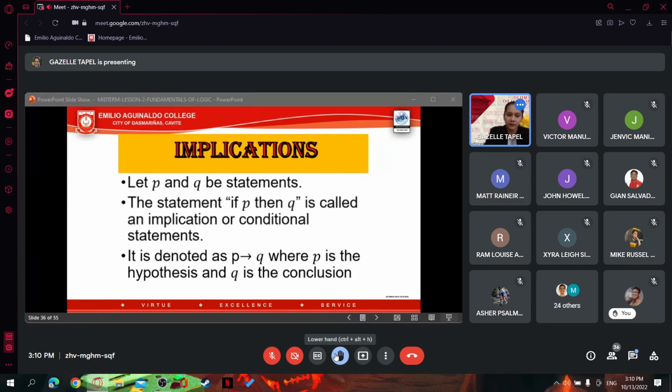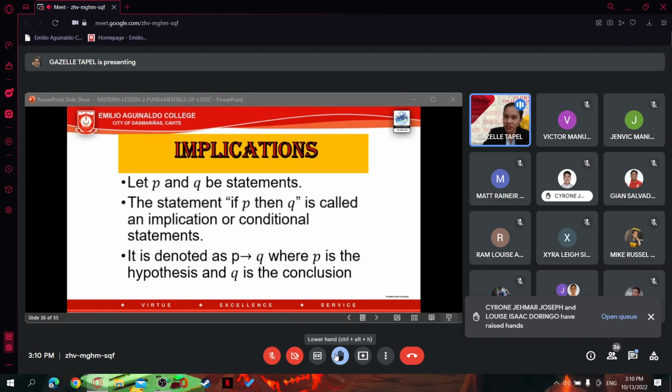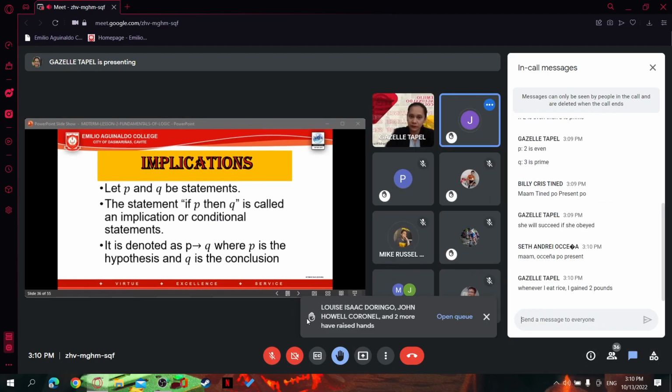Last one. Whenever I eat rice, I gain 2 pounds. Walang if, walang then. But that is an example of conditional statement. What is the hypothesis? What is the conclusion? I repeat, whenever I eat rice, I gain 2 pounds. Jess, Jan, Owen. Ma'am, ako po. Owen. Ay, sorry ma'am.